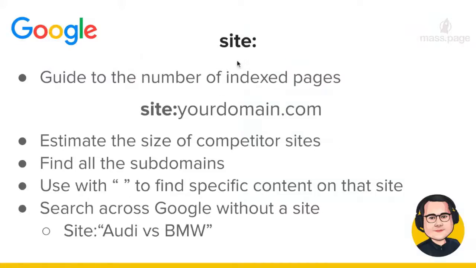The site operator I think is really useful, so we'll start off with that just as an example. One of the ways I use site, and I'll use site:yourdomain.com, is to give you an approximate idea of the number of indexed pages. So it's pretty handy just for that.